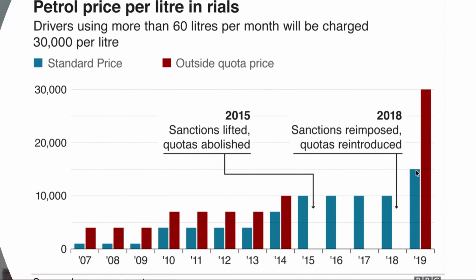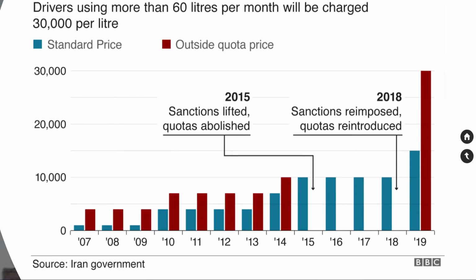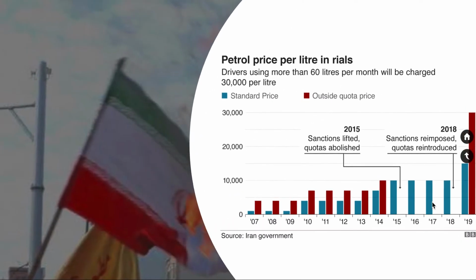So this is basically just a simple graphic about petrol price per liter in rials of government regulation of petrol price, sourced from the Iranian government.